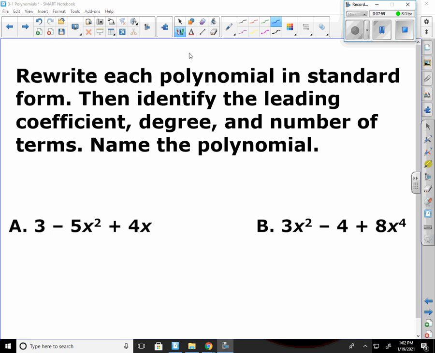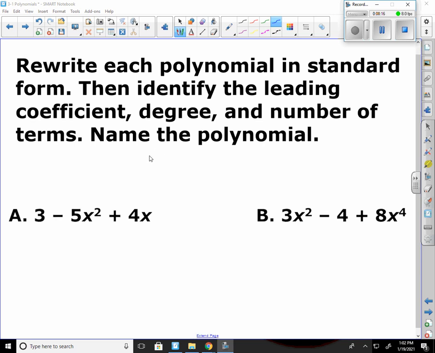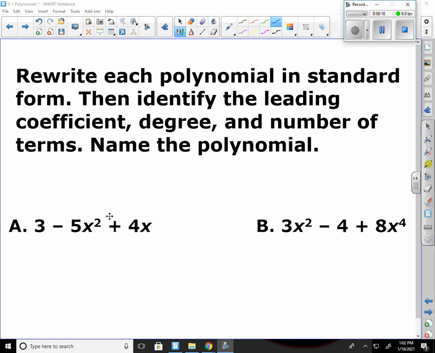So now we have to rewrite this in standard form and identify the leading coefficient, degree, and number of terms. And then we're going to name the polynomial. So for A, if I have to write it in standard form, it means that I have to put the highest exponent first. Sometimes it might help you to break them up into terms like this. Remember that anywhere there's a plus or a minus, it separates the terms.